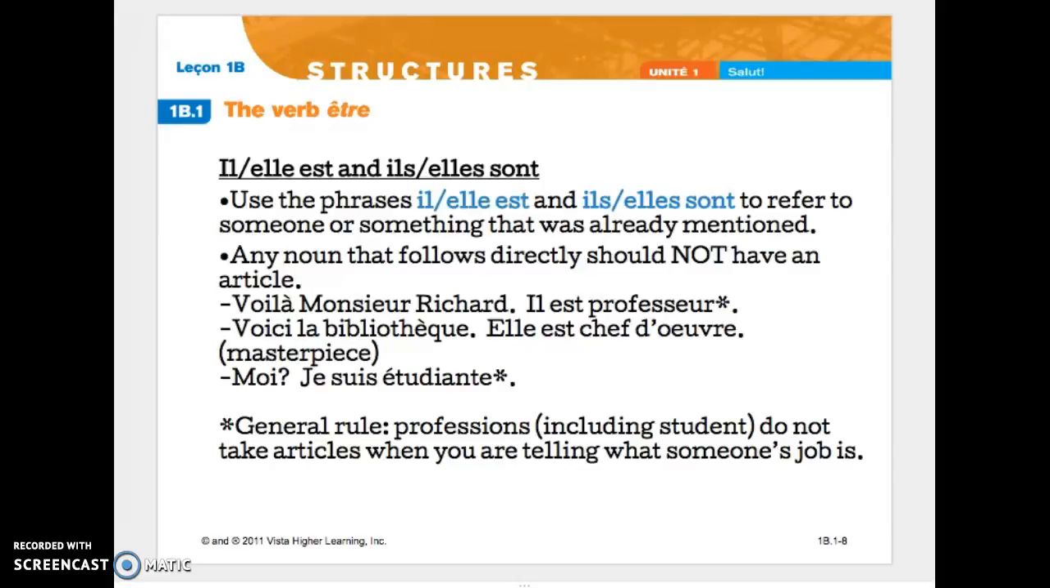Simply il est professeur. Here's the library. It's a masterpiece. Voici la bibliothèque. Elle est chef d'œuvre. The elle here is used because you're talking about the library, not a person. Me, I'm a student. So student again is like your profession. There's no article.